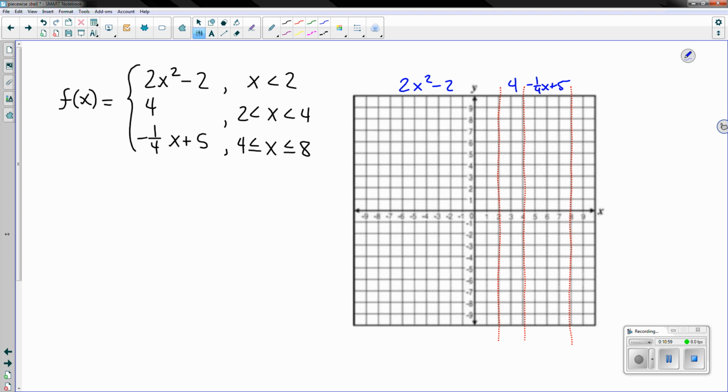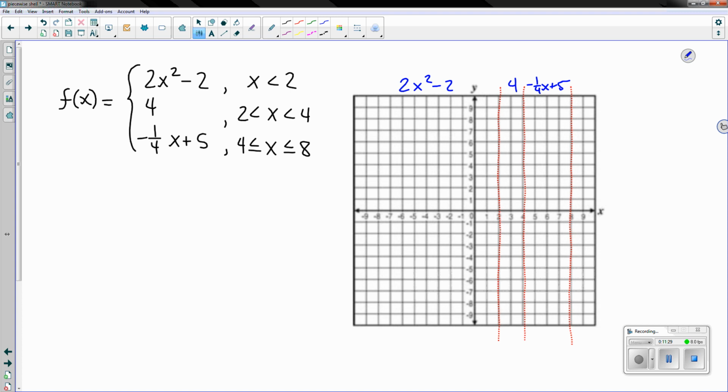Now you'll notice that there's going to be nothing to the right of 8 because there is no rule defined for when x is greater than 8. So there's going to be nothing in that part of the graph. And that can happen. There could be gaps between. So that's why it's really important to pay attention to the values in the inequalities and set up those dividing lines to begin with.